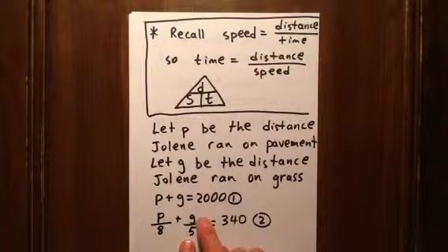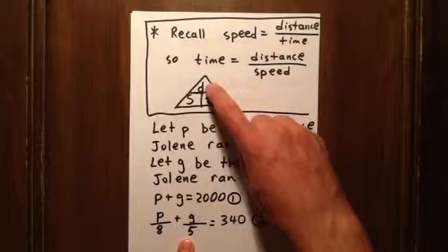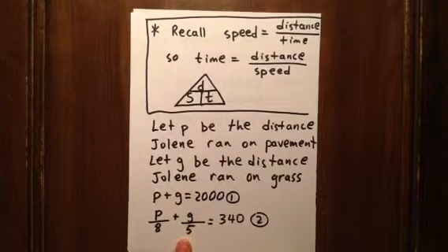Next, we see that the time spent on grass should be G over 5 because the distance on grass is G, the speed on grass is 5, and so the time, being the distance over the speed, means the time on the grass was G over 5.